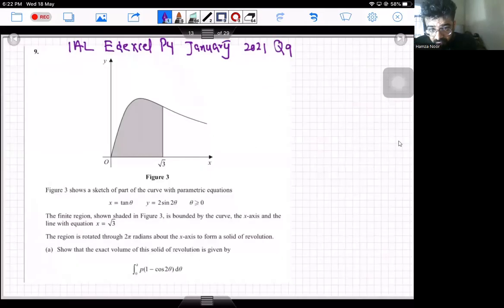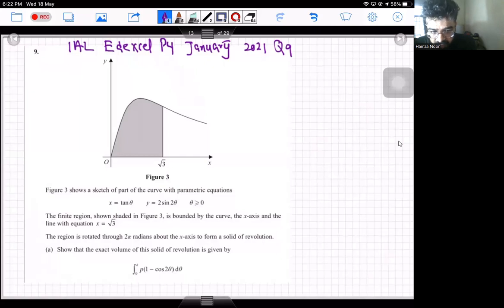All right, so here we have January 2021, question number 9. It shows a sketch of part of the curve with parametric equations. x is equal to 10 theta, y is equal to 2 sine 2 theta. These are the parametric equations over here, where theta is greater than or equal to 0.